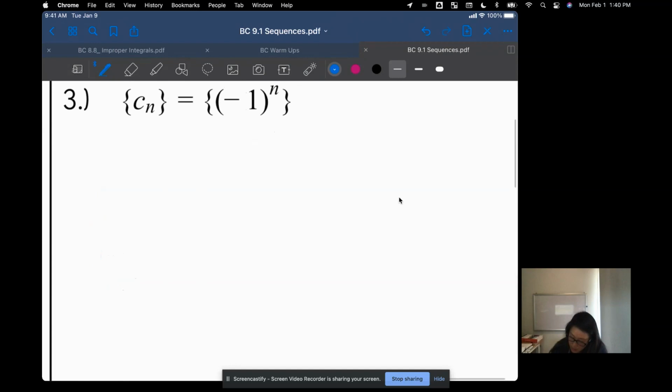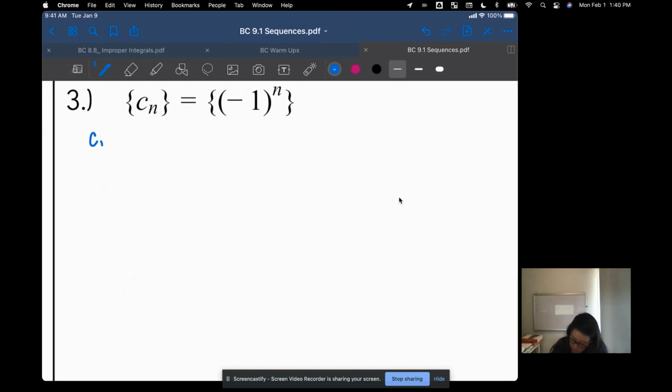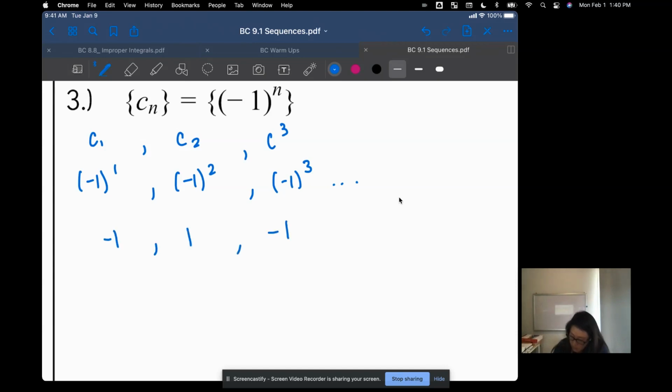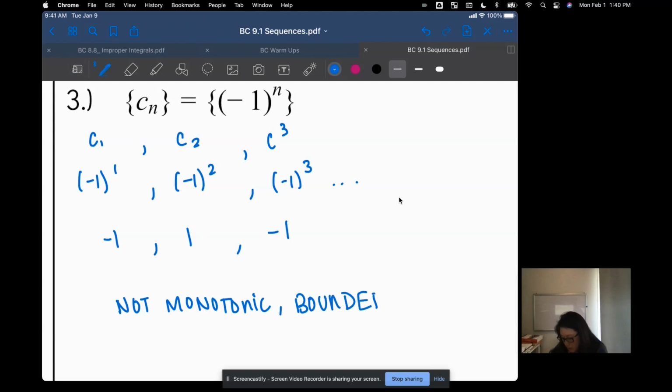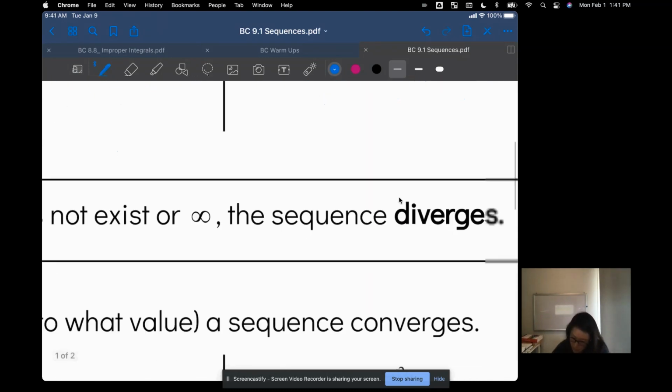All right, so C sub 1 is negative 1 to the 1. C sub 2 would be negative 1 squared. C sub 3 is negative 1 cubed. So we evaluate that to be negative 1, 1, and negative 1. So this sequence is not monotonic because it's just oscillating. It's going back and forth from negative 1 to 1. But it's bounded, and it's bounded between negative 1 and 1.